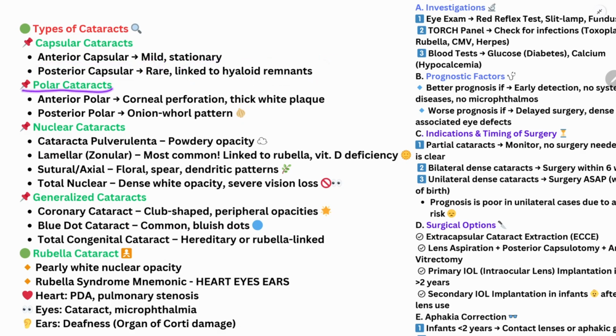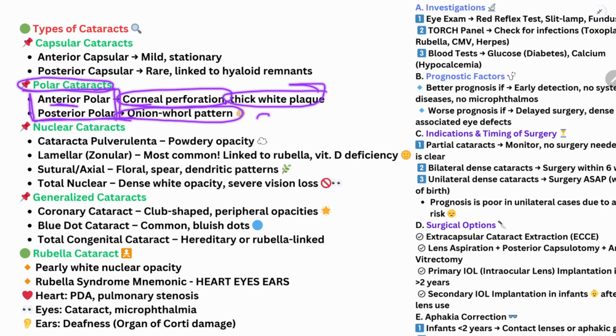Next one is polar cataract. This polar cataract is also divided into two types, like anterior and posterior. In anterior, you will see corneal perforation and thick white plaque, whereas in posterior, you will see onion whorl pattern. So this is the pattern you will see in the posterior polar region, and you will see corneal perforations in case of anterior polar cataract.